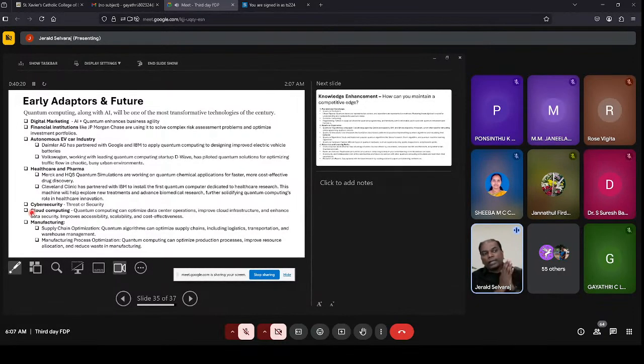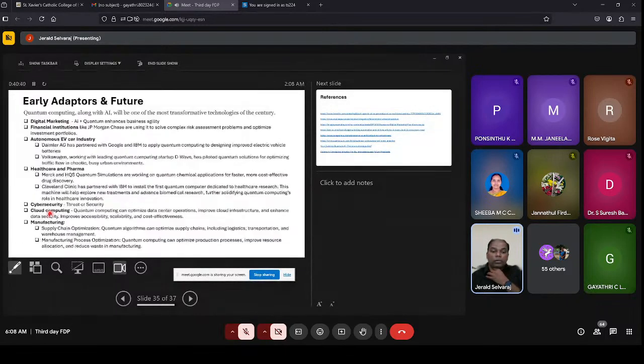So that's one of the big happenings over there. That's why AWS and other companies have started to invest a lot of money in cloud computing. Manufacturing is another sector where supply chain and manufacturing process optimization can be advanced using quantum computing.